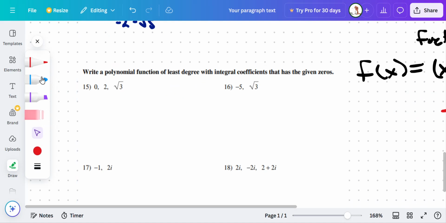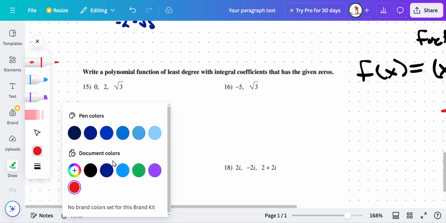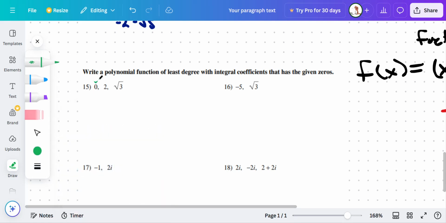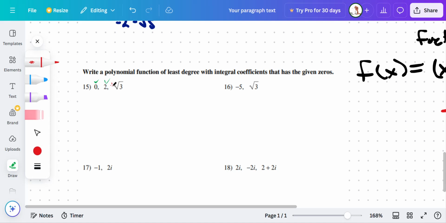So what we're going to look at, and I'm going to, can I bring that down? Okay, so we're going to look for any imaginary or irrational roots. So this one is okay, this one is okay, this one is irrational, so it should be a plus or minus. So we have 1, 2, 3, 4 roots.